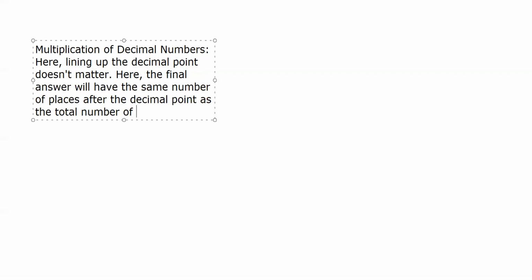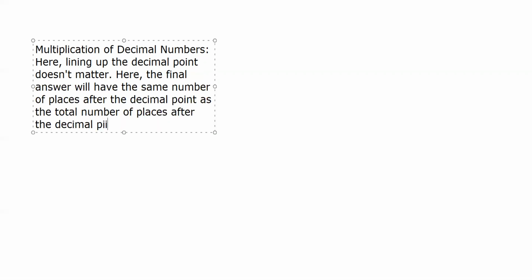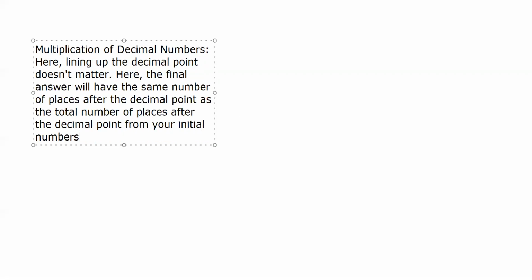Here, the final answer will have the same number of decimal points, or rather, the same number of places after the decimal point as the total number of places after the decimal point from your initial numbers. That sounds a lot more confusing than what it's going to end up being. That's really not going to be so bad once we get down into it.